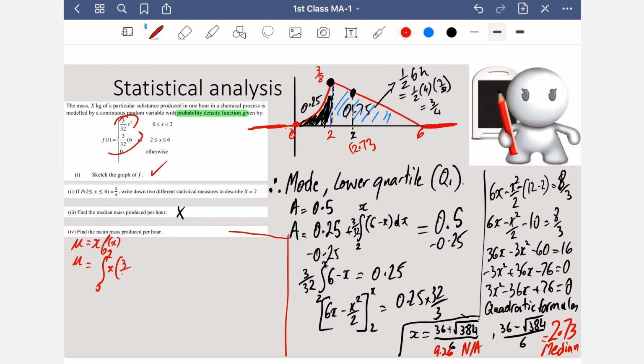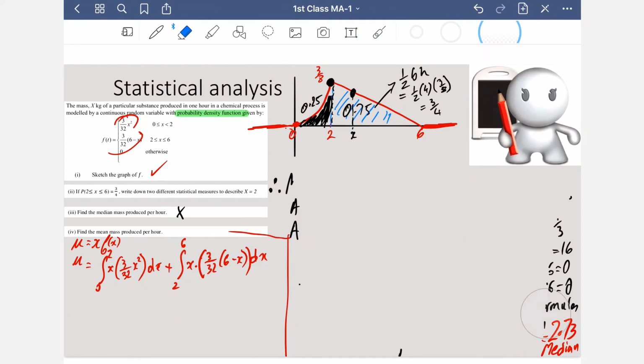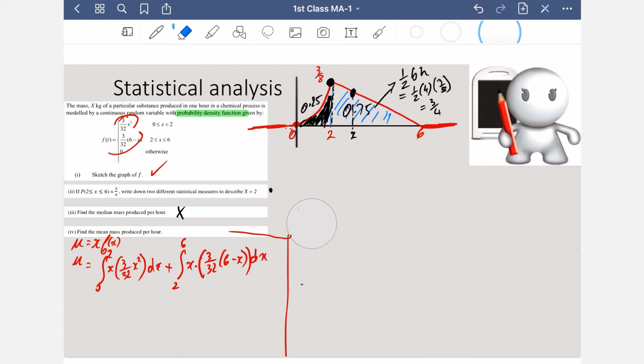which is 3 on 32 x squared dx, plus the integral from 2 to 6 of x multiplied by f of x, which is 3 on 32 6 minus x dx. Alright. Now I wish I could keep all of this for you guys, but unfortunately this is a long solution, so I actually need to use all of this space. Alright, nearly done.